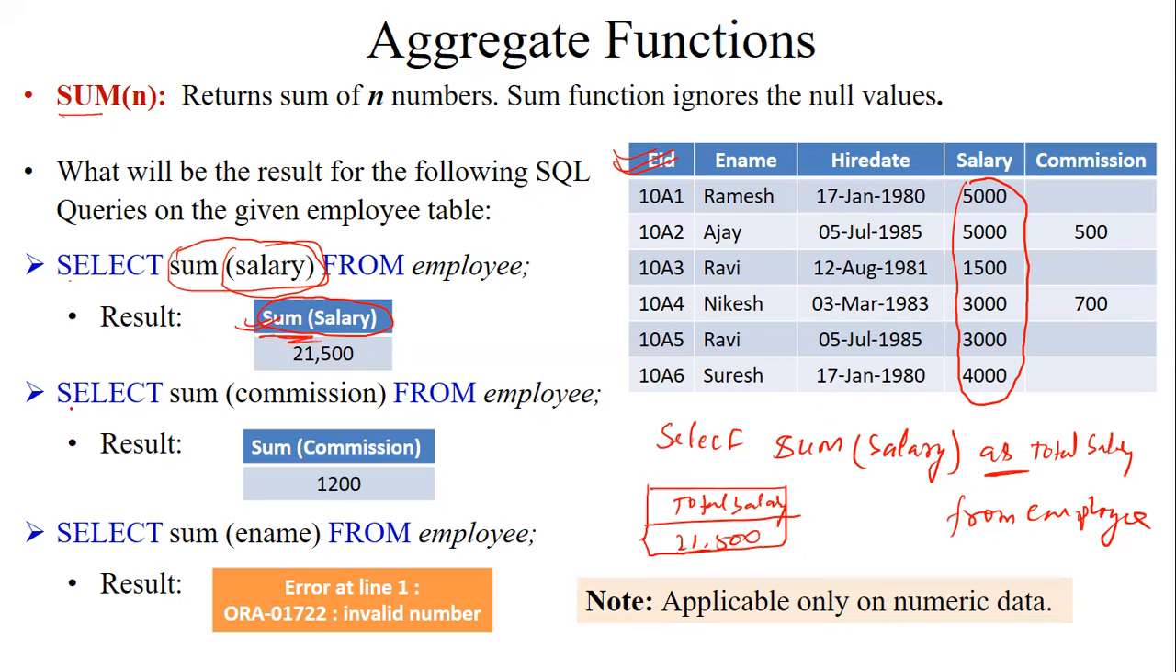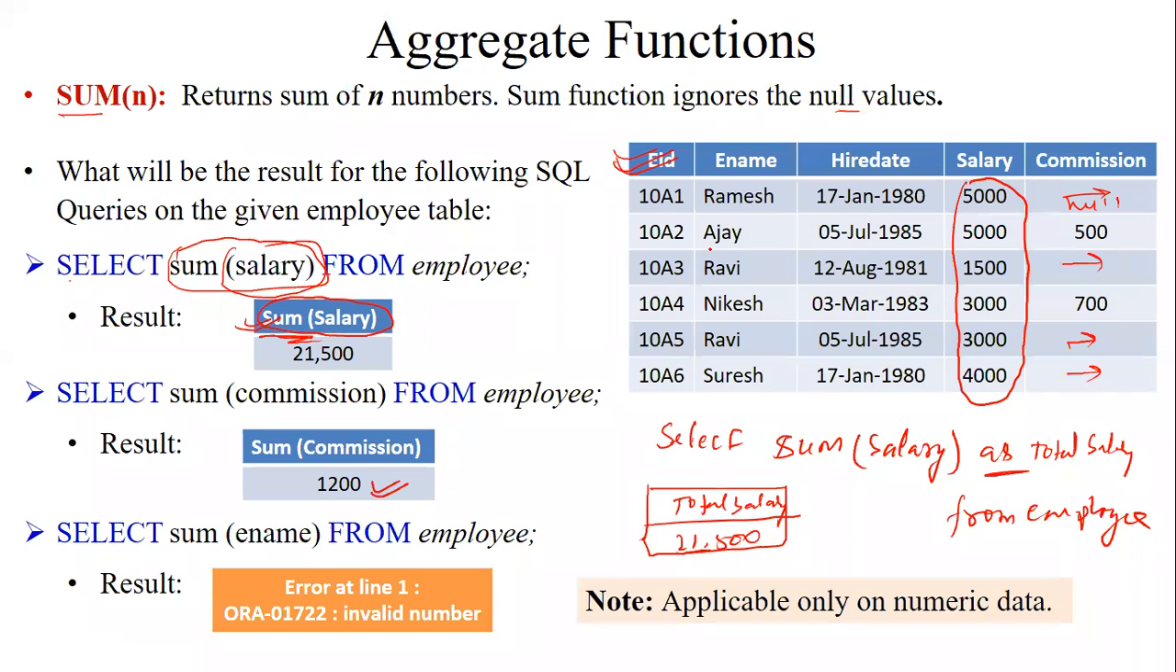Similarly, you can use sum on the commission. The total commission you can see is 500 plus 700, that is 1200. Here you can see that sum ignores the null values. Null values means that for these rows no value is provided, so we are assuming these are null values, and null values are ignored by sum. If you compute the sum on ename, it will show an error, as ename is a varchar data type. You cannot apply it; you can apply it only on numeric types.